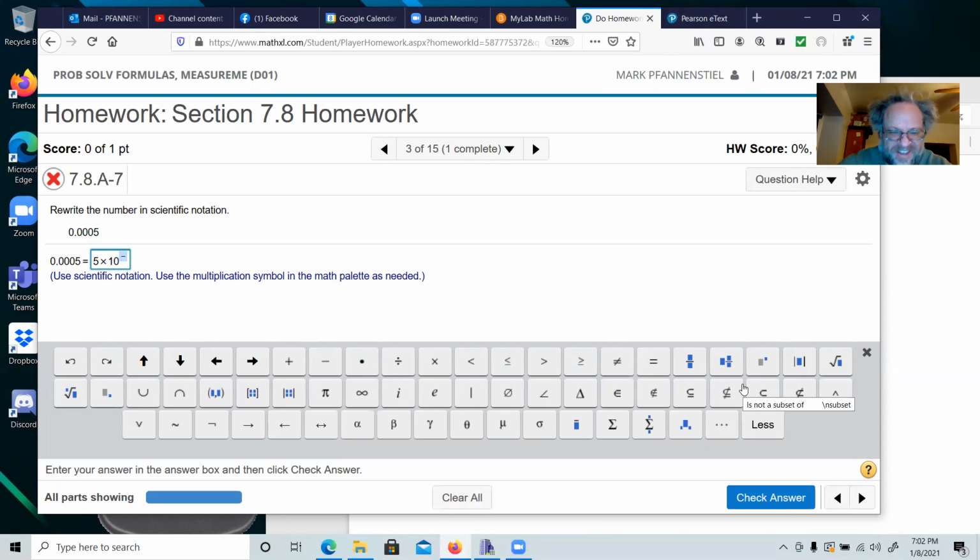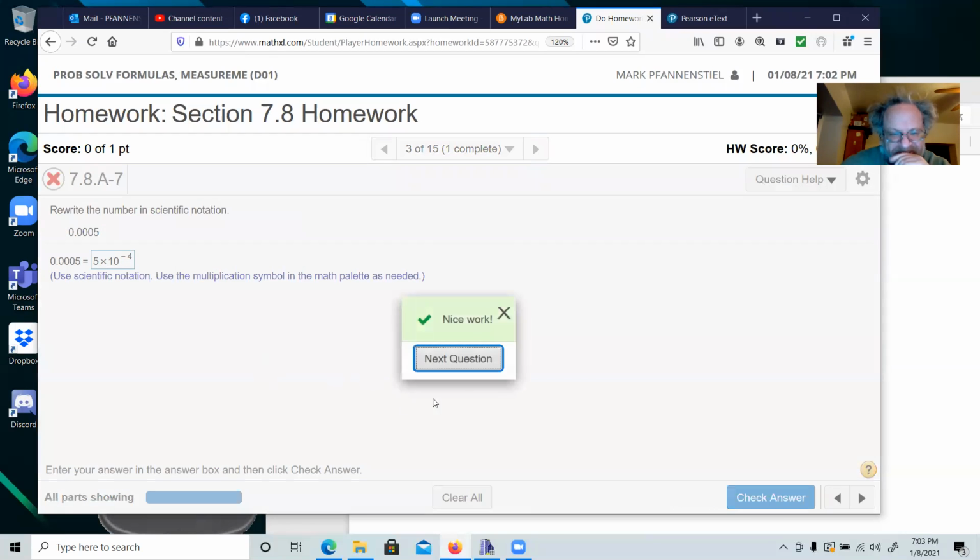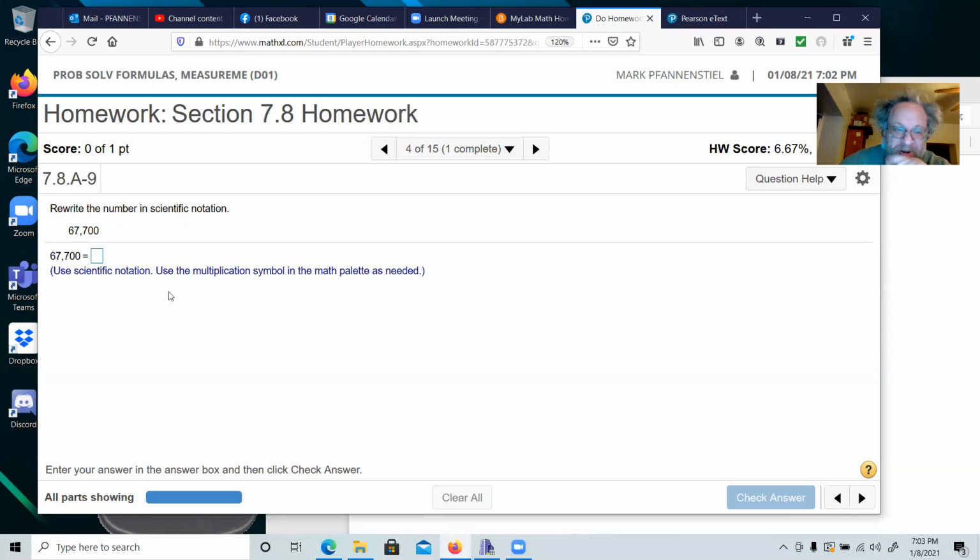And what did we say? It was negative 4. 1, 2, 3, 4. So yeah, I think we're okay there. And now we'll check that answer. Oh, you see, now they're happy. All right. So be real careful about that. Use the multiplication symbol in the math palette as needed. If I had just read the instructions, I wouldn't have gotten it wrong and looked like an idiot. All right. So we have to go right here to the decimal place. Actually, let's go with here.